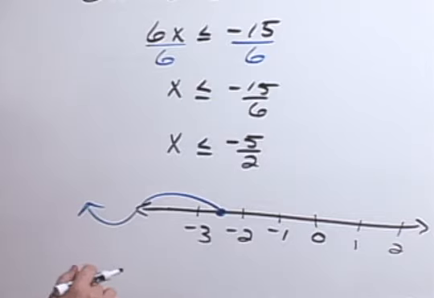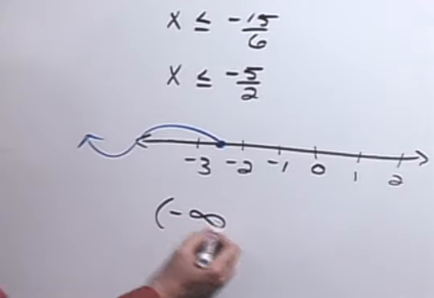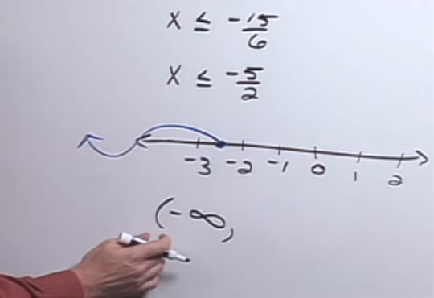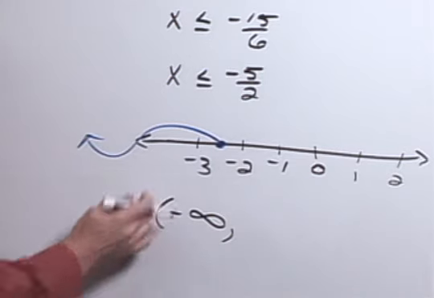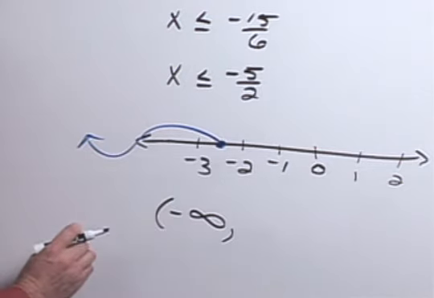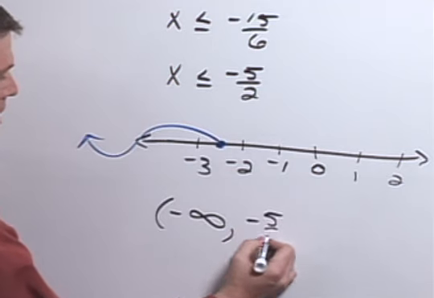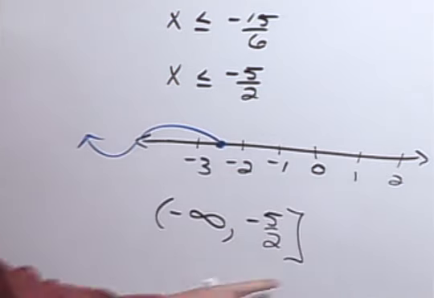Writing this in interval notation, it comes all the way here to negative infinity. Remember that when we use interval notation with infinity and negative infinity, we always use a parenthesis because it cannot contain infinity or negative infinity. It does, however, contain negative 5/2, so for that we use a bracket.